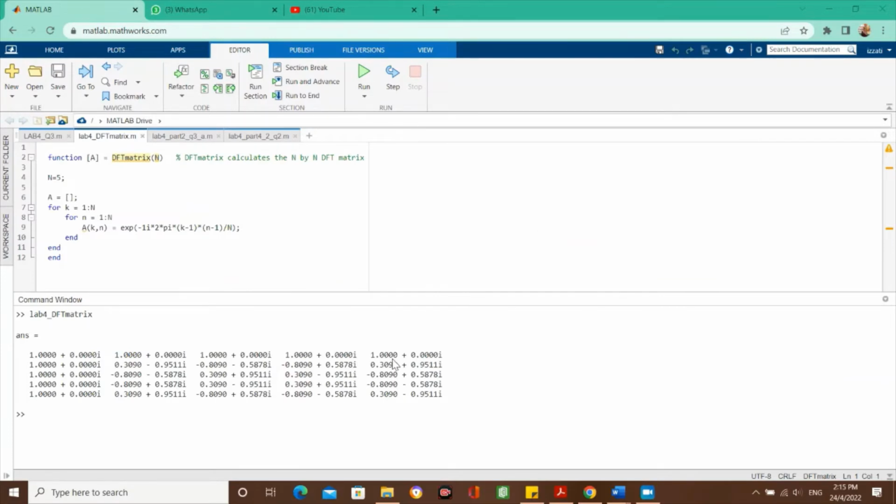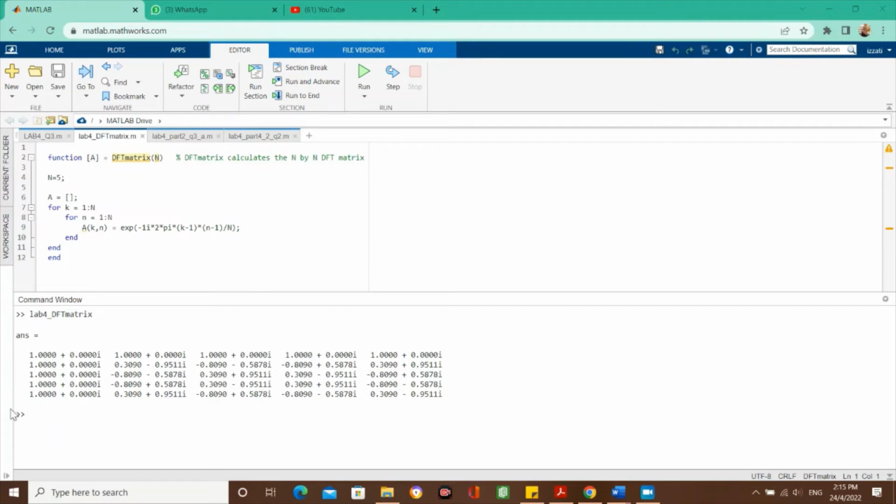Now I explain to you part 4.2. In question 1, we need to write a MATLAB function of DFT matrix A. First, we declare the function of matrix A by using the function command. After that, we initialize the value of n equal to 5. Then, we use a for loop to generate an n by n matrix. Then we run the simulation.